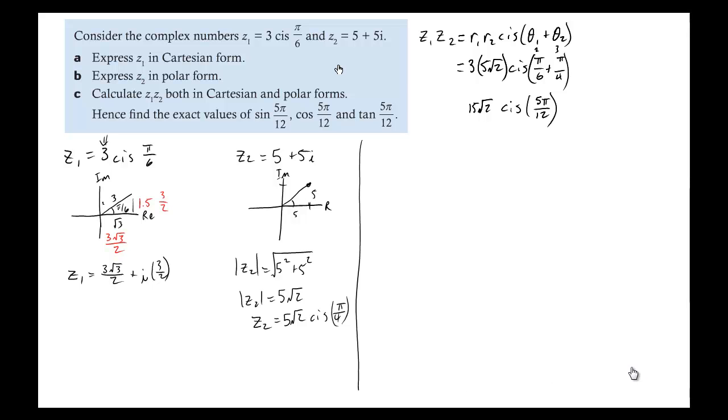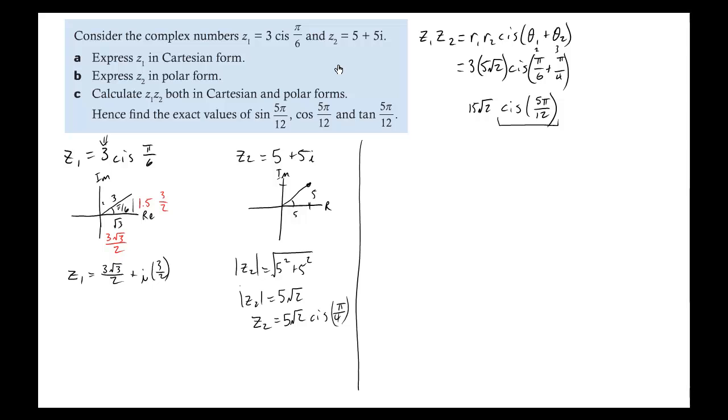Now, if for whatever reason I needed to find this, I can actually do that, except I don't really need to worry about it right now. It is going to ask me to find sine, cosine, tangent later, but we'll worry about that in just a little bit. So let's go ahead and do the Cartesian now.